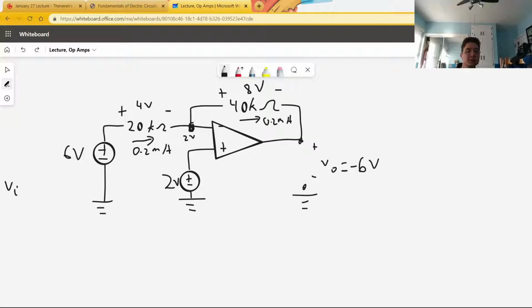One thing interesting to note here is that the voltage drop across this resistor got amplified by 2, which is the ratio between 40 kilo-ohms and 20 kilo-ohms. So it may be that for any circuit, no matter what weirdness is going on here, this voltage drop is amplified to this voltage drop. But don't take my word for it on that one. Always analyze your op-amp circuit.